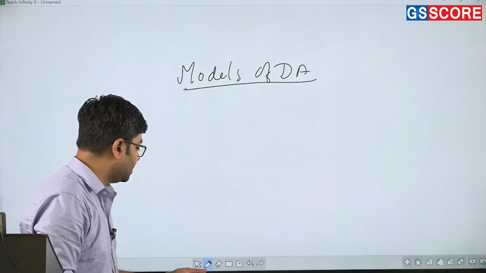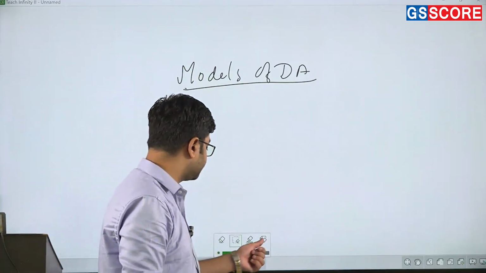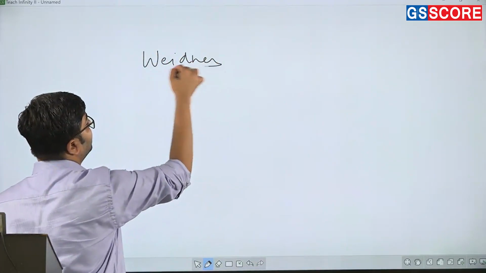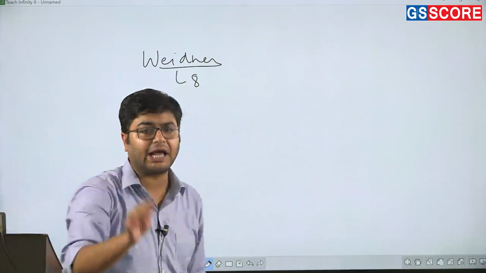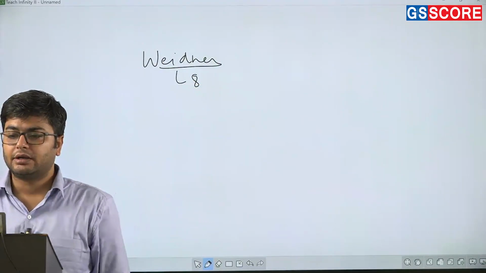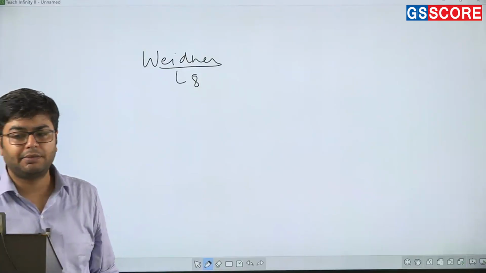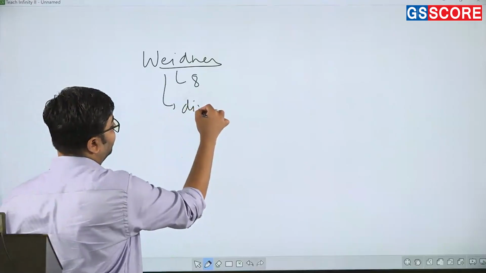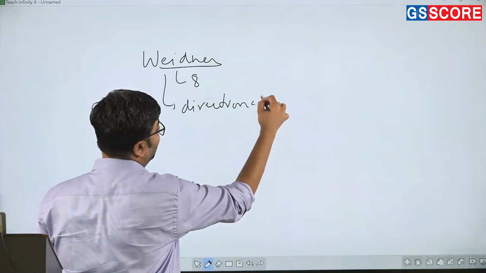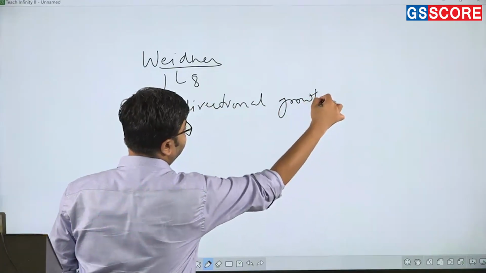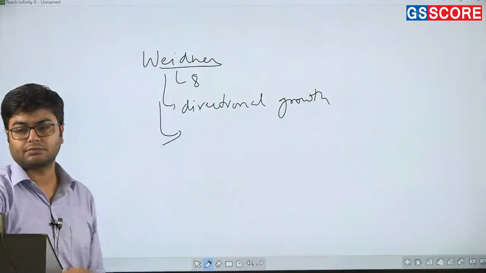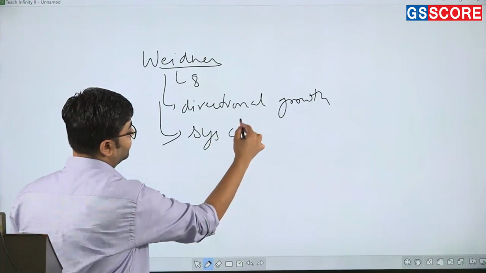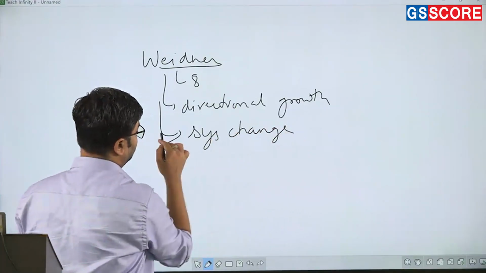So let us talk about Wiedner first. He basically gives 8 different typologies. Okay, based on what? Based on the fundamental aspects of his analysis: directional growth, system change, planning.